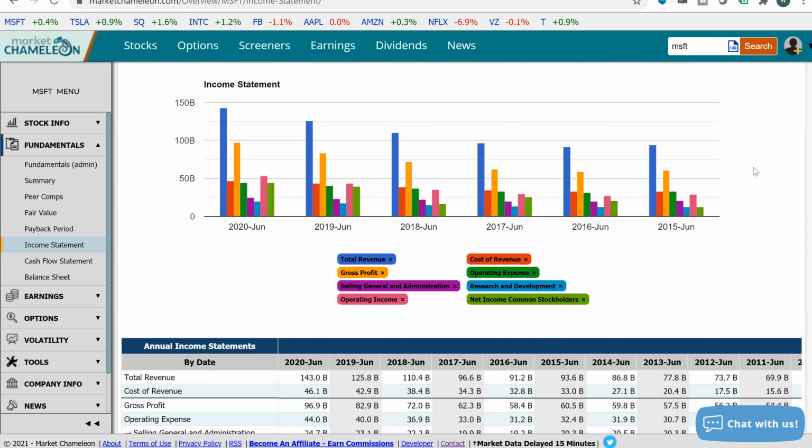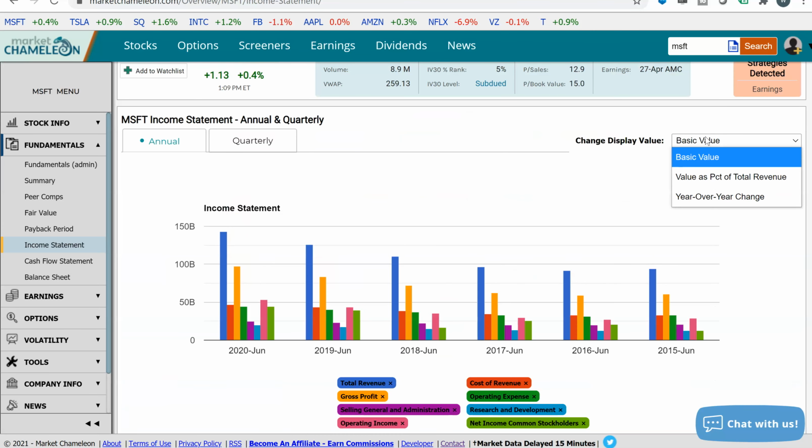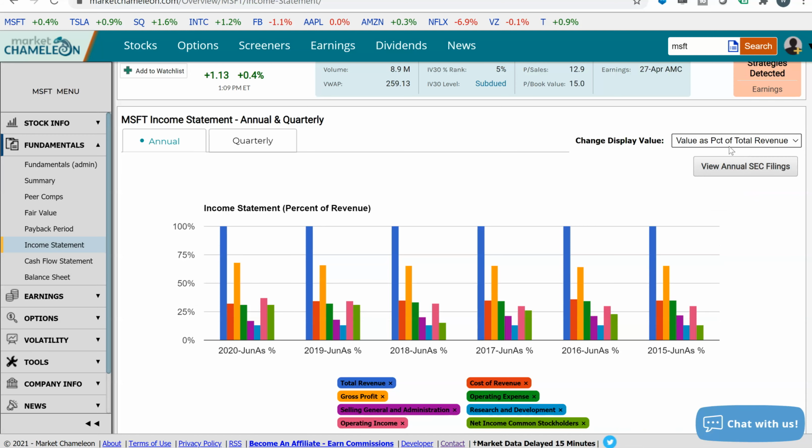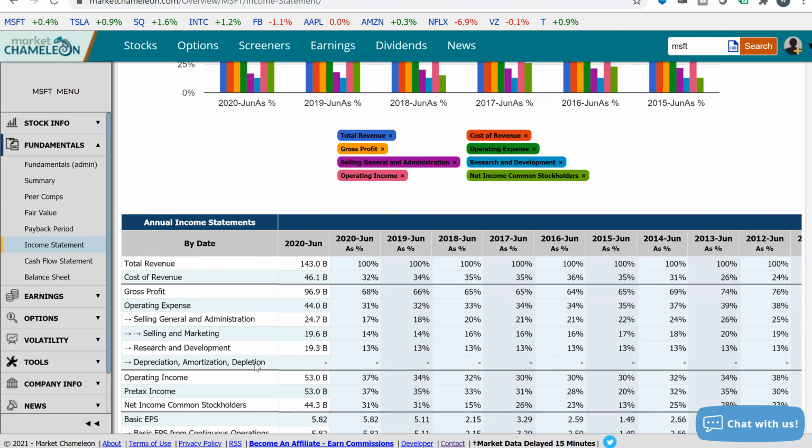So first, there are two types of percentage statements we have here. One is we're going to convert everything as a percentage of total revenue. So I'm going to come over here and say value as a total percentage of total revenue. We have the graphs here, but let's take a look below. So over here, we have the last reported numbers, just like we went over, but here we're converting them as a percentage.